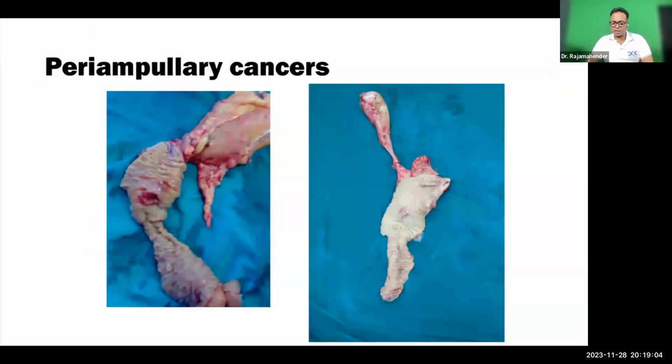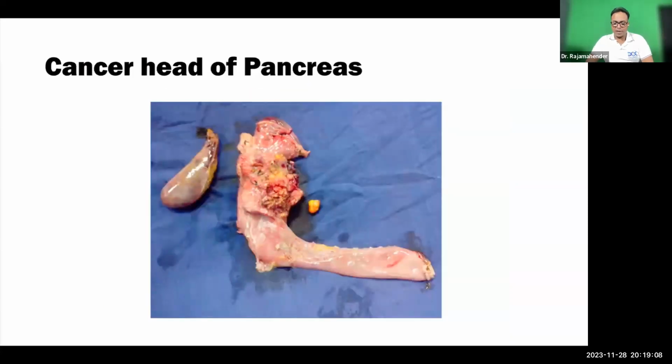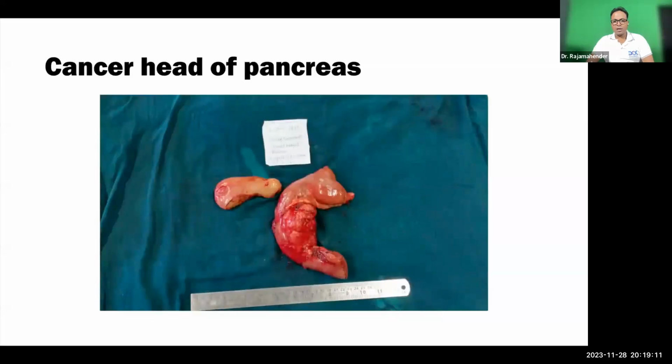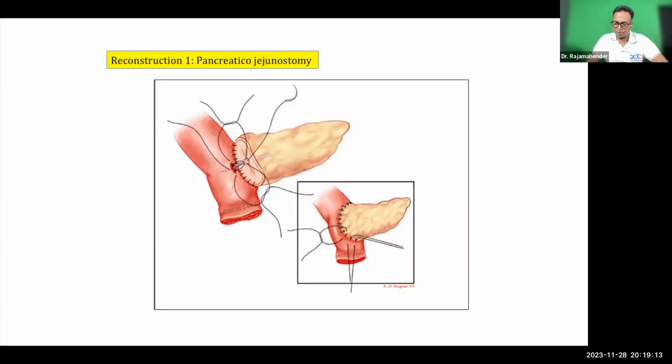So this is Whipple's operation specimen. These are all specimens of Whipple's operation. You can see head of pancreas, Whipple's operation. So all these are various specimens of Whipple's operation.